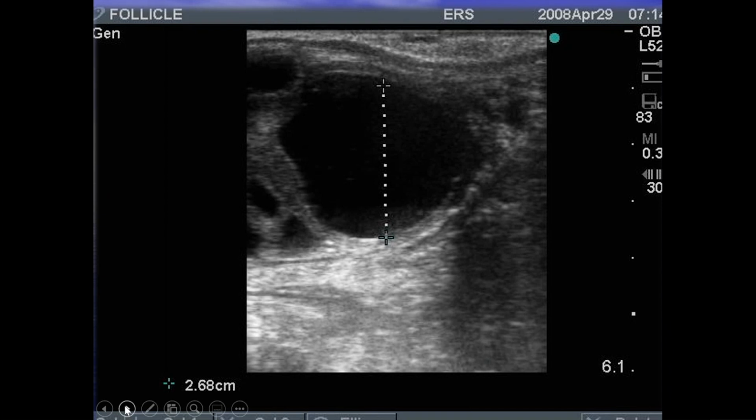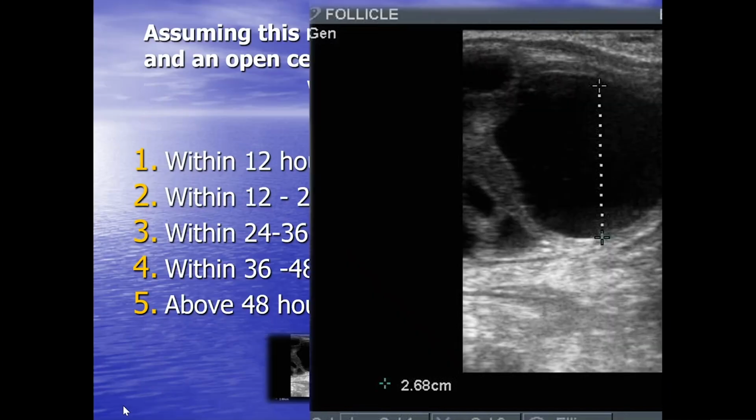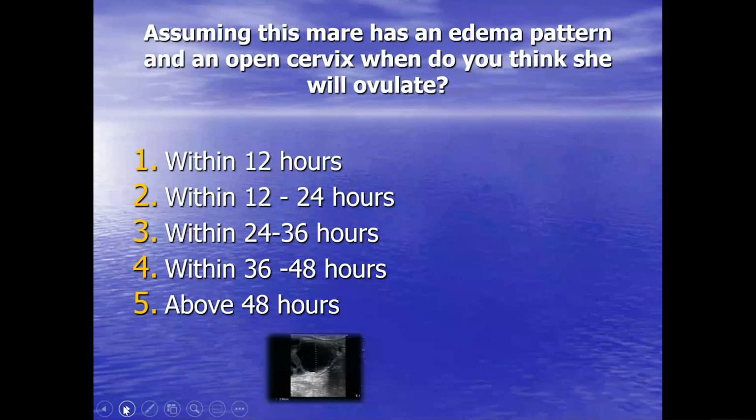And that is how life happens sometimes. Mares don't always read the book, and we're going to be faced with making a decision. So we've got to make a judgment, which is what we're doing when we're predicting ovulation, when we think the mare will ovulate. So if I gave you these 5 options, which of those do you think is when this mare will ovulate?